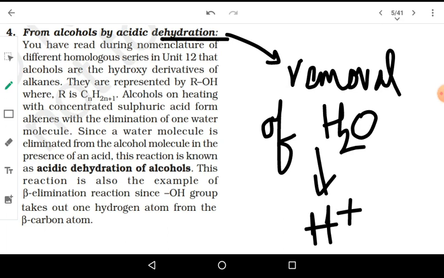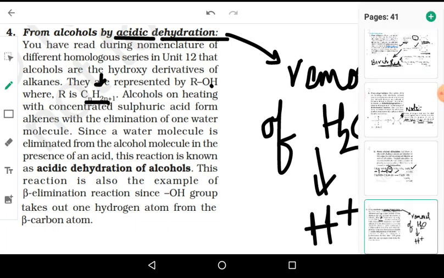It is carried out in the presence of H plus, that is why it is known as acidic dehydration. Now what is happening if we have an alcohol of the formula CnH2n plus 1 OH? One of the hydrogens from this part is moving out and the OH is also moving out. So we get an alkene of the formula CnH2n.